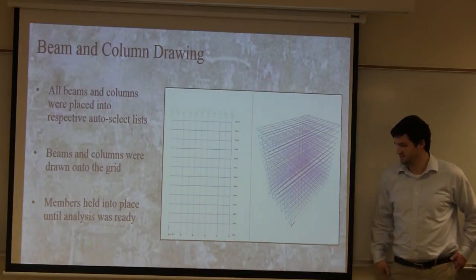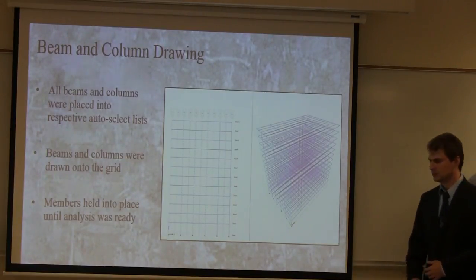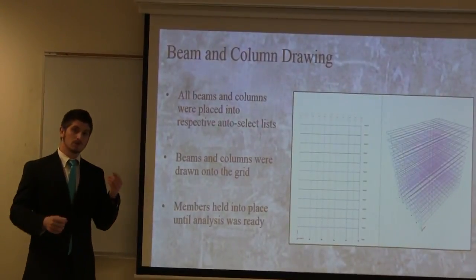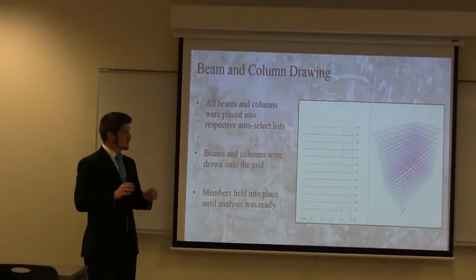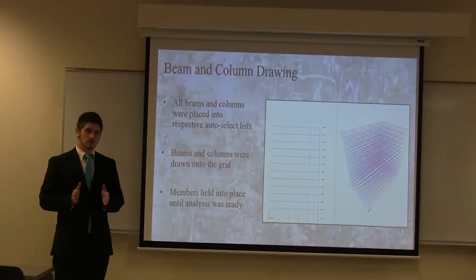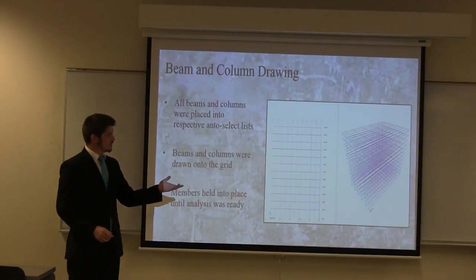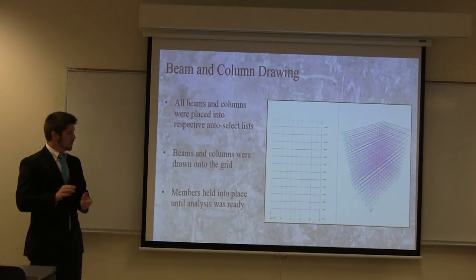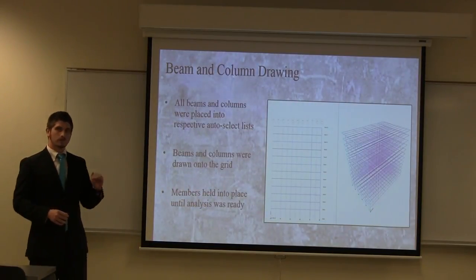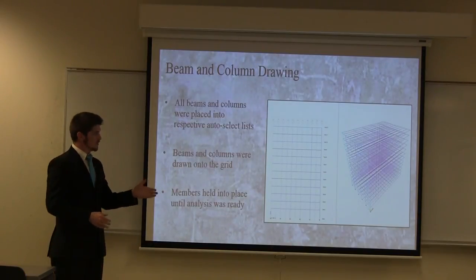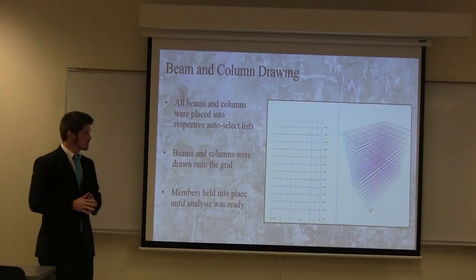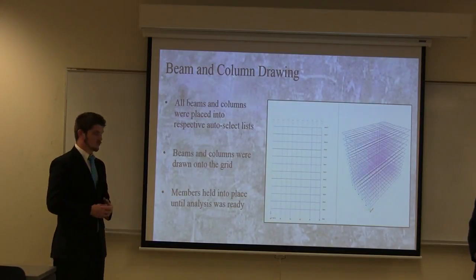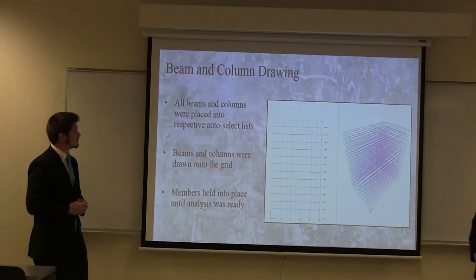Next, we moved into the drawing of the actual building itself. In order to do this, we took the beams that we made and the columns that we made, both square and circular, and we put each of these into respective auto select lists. And then we drew each on the grid line that we assigned. That way, the software would select from the respective auto-select list. So for beams, it would select from the beams auto-select list, for the round columns from the round columns auto-select list, and for the square columns from the square columns auto-select list.